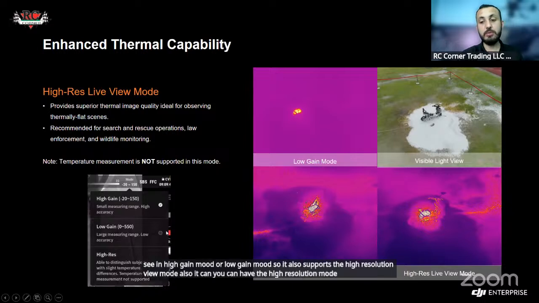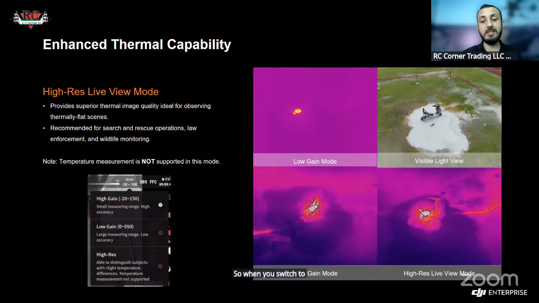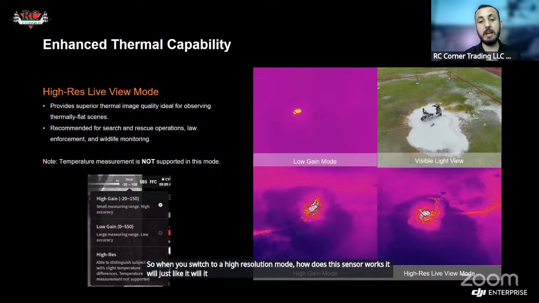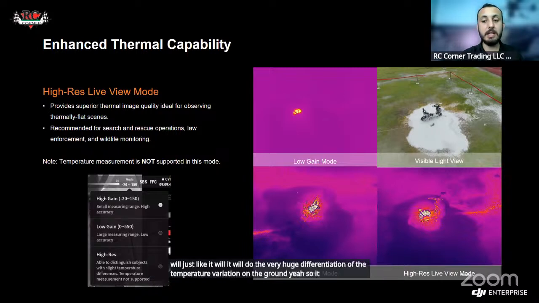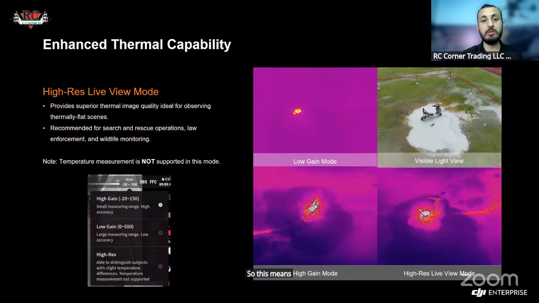When you switch to the high resolution mode, how does this sensor work? It will make a very fine differentiation of the temperature variation on the ground. So it will give you very small values of temperature variations.